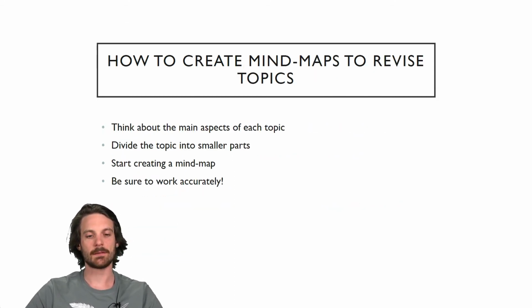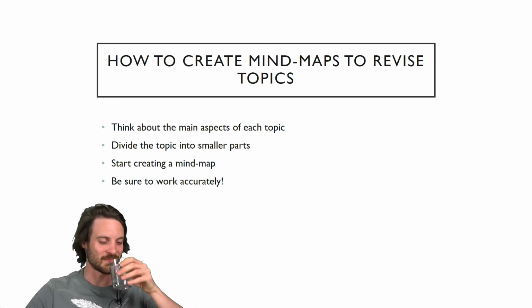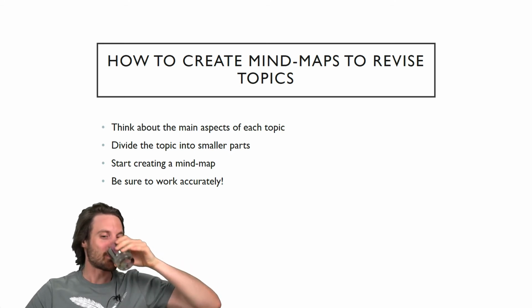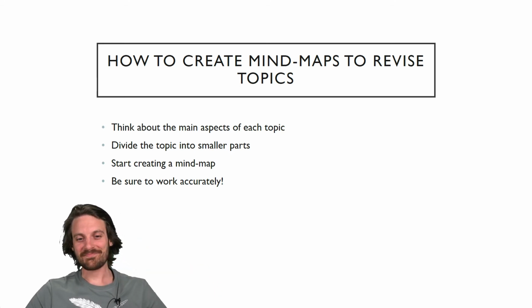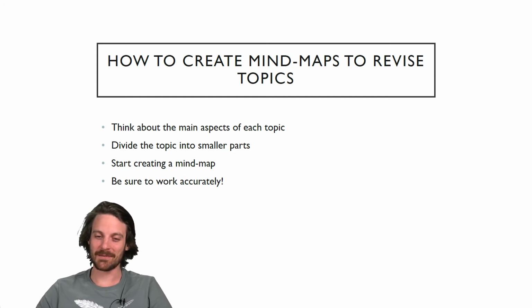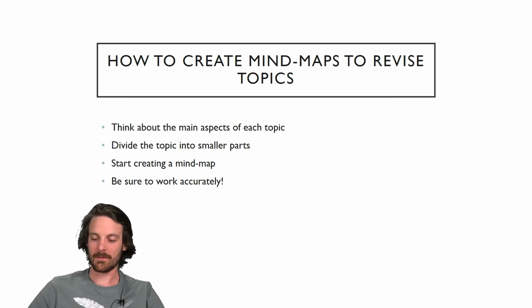So, how to create a mind map out of this, or how can you create a mind map then? So, the first things you have to consider is that you kind of brainstorm, as I've already told you, and think about the main aspects of each topic.